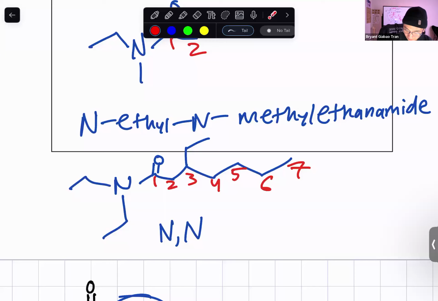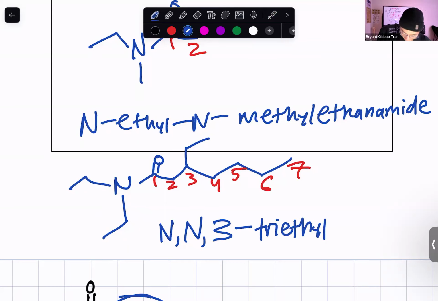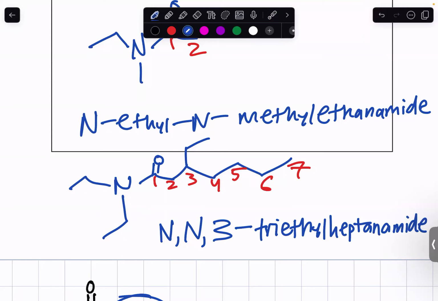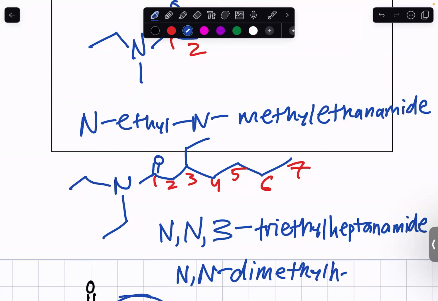But where is the other ethyl group? We have one ethyl group here, another ethyl group here. Oh, on 3. On 3, so it'll be N,N,3 triethyl, right? Hepta something. Heptanamide. Okay, gotcha. If that ethyl wasn't there on carbon 3, then it would have just been N,N-dimethyl heptanamide.